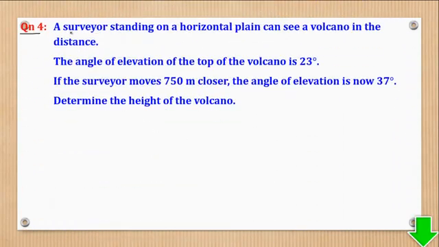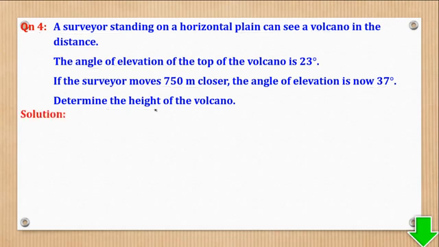Then for question 4, a surveyor standing on a horizontal plane can see a volcano in the distance. The angle of elevation of the top of the volcano is 23 degrees. If the surveyor moves 750 meters closer, the angle of elevation is now 37 degrees. Determine the height of the volcano.